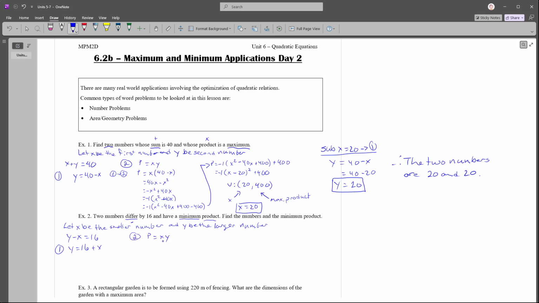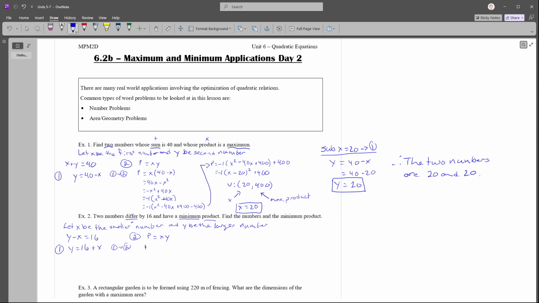Now you're probably asking, is it always going to be like that? Nope. Every question is going to be different. Sometimes it's going to ask for a product. Sometimes it might ask for something different. It depends completely on the scenario that you're given. So just like last time, we're going to substitute our equation 1 into our equation 2.